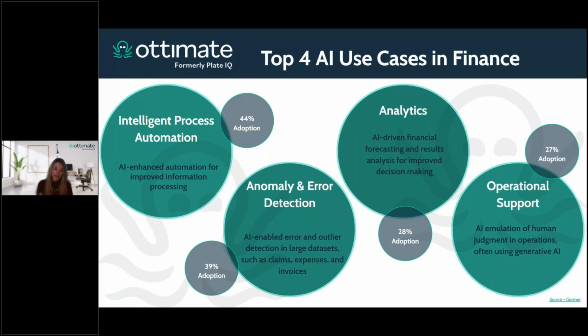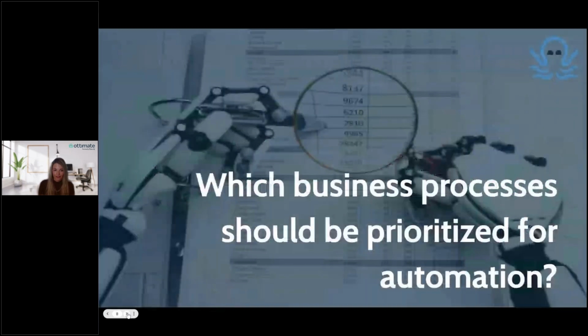And then the last one is operational support. AI can provide real-time recommendations like suggesting the best payment dates based on cash flow. This supports better decision-making while reducing overall workload. So that is about a 27% adoption among finance professionals. Now that we've seen how other finance professionals are using AI within their organizations, let's talk about how you can decide which areas of your business should be prioritized for automation.